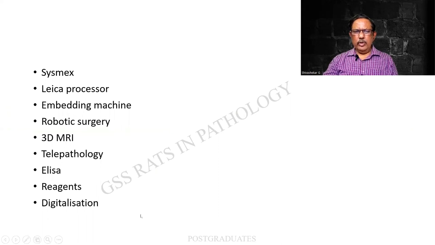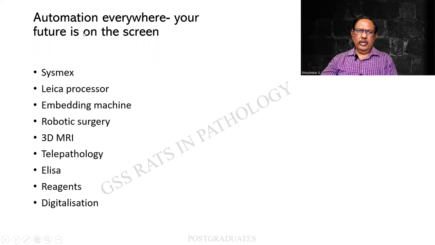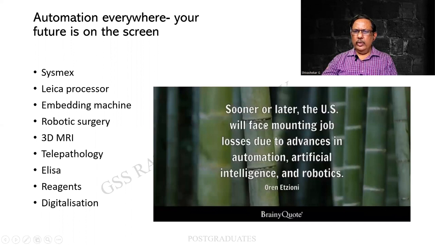And what is common to all of this? It can be Sysmex, or it can be the Coulter counter, the Leica, any of the embedding machines, robotic surgeries, 3D MRI, telepathology, ELISA, and the making up of the reagents, digitalization. We are all going into a world of automation. And automation is going to be the future that is on the screen. I have already discussed this in one of my classes. Digitalization of the laboratories. What is going to be our future? Sooner or later, the US will face mounting job losses due to advances in automation, artificial intelligence, and robotics. Thank you.